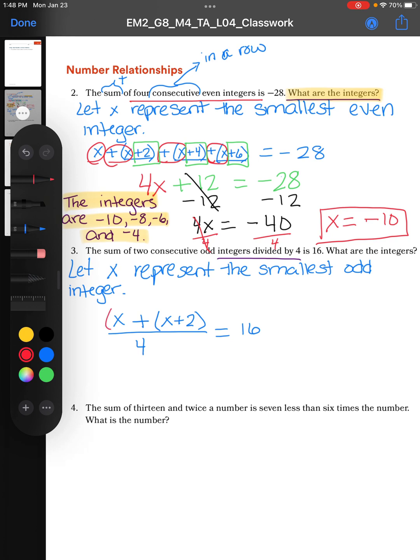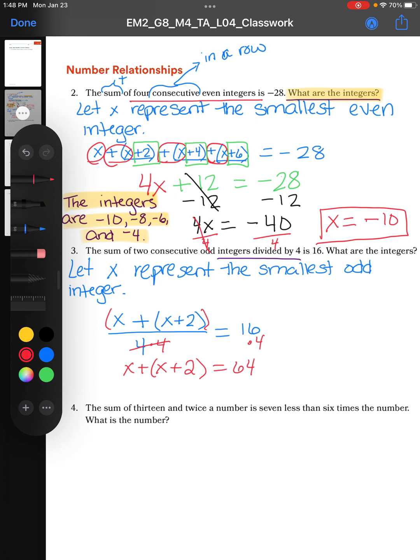So this whole top part is being divided by 4. I'm just going to go ahead and remove this, right? It's going to make our problem a lot easier. So since this is all being divided by 4, if I want to start getting x alone, I want to get rid of this 4. So if I multiply both sides by 4, this 4 is going to cancel out over here. I'll be left with x plus 2 equals 16 times 4 is 64.